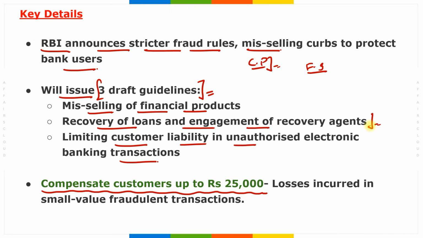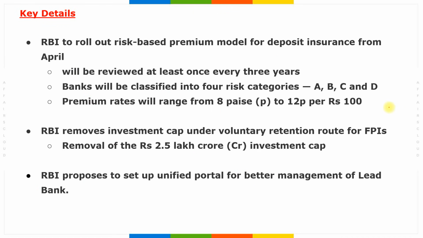So RBI has proposed a framework to compensate customers up to rupees 25,000 for losses incurred in small value fraudulent transactions. So RBI will pay up to rupees 25,000. It means the maximum will be 25,000 rupees for losses incurred in small value fraudulent transactions. So it is for customer protection and also enhancing digital payment safety and also curbing mis-selling of financial products. So a very important measure which was taken under the Monetary Policy Committee report.